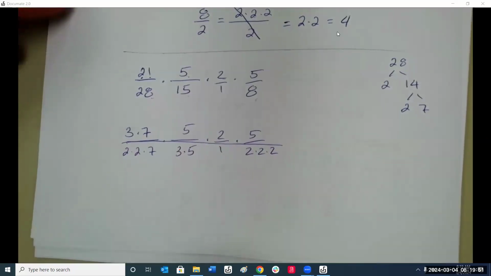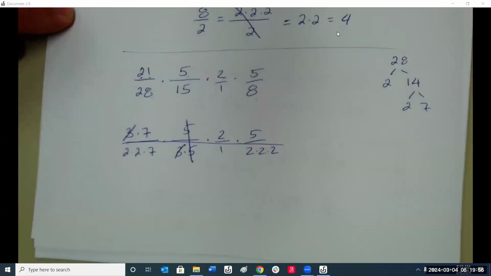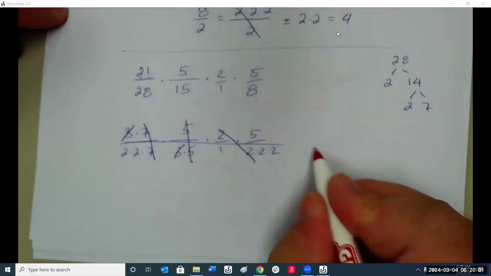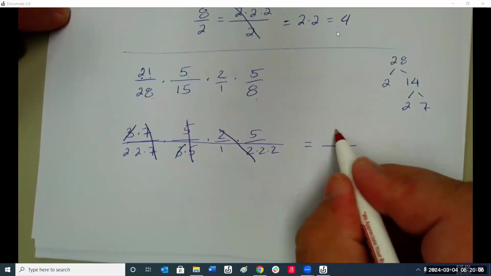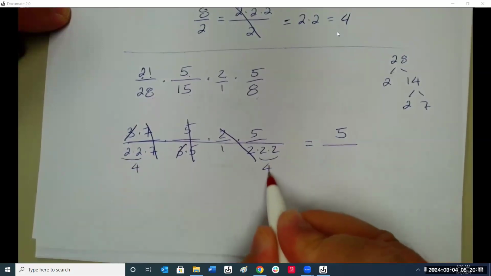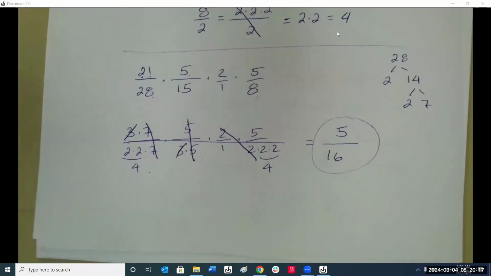So anything on top can cancel with any number on the bottom. So the 3's can cancel. The 5 can cancel. The 7 can cancel. So what do I have left on top? On the bottom, I have 2 times 2, which is 4. 2 times 2, which is 4. 4 times 4 is 16. There you have it. If you break your numbers down to smaller components, factor them, all you have to do is remove what's the same top and bottom.